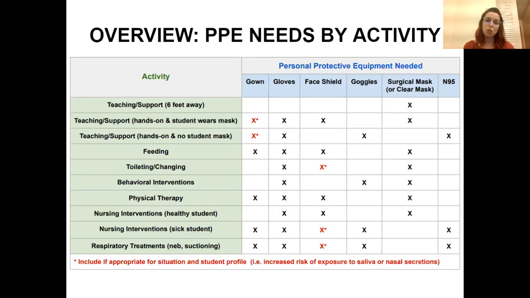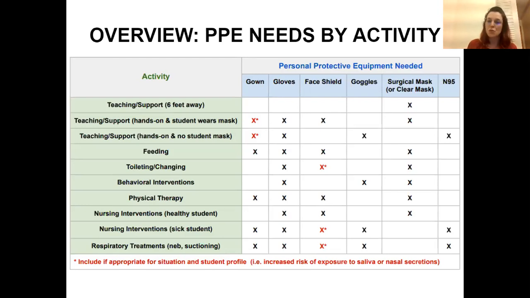Teaching support hands-on, where the student is not wearing a mask. Again, you might be wearing the gown in that situation, depending on your student population. You would be wearing gloves, and I would highly recommend wearing goggles and the N95 in that situation, simply because they're not wearing the mask, so you don't have that added layer of protection.